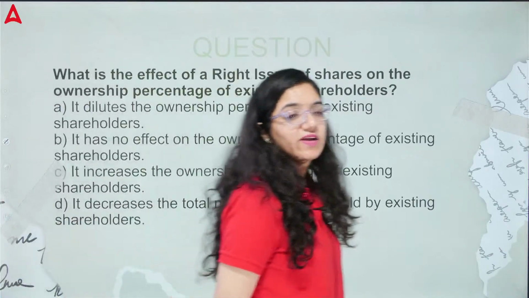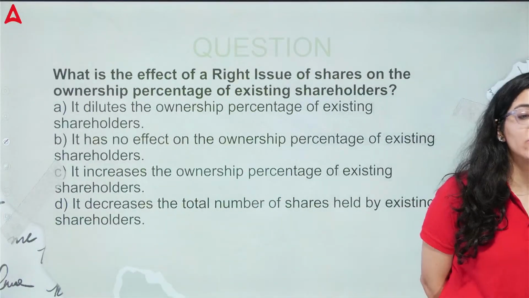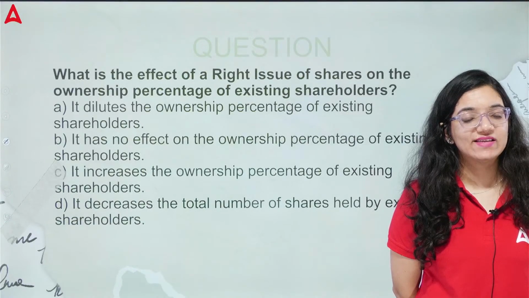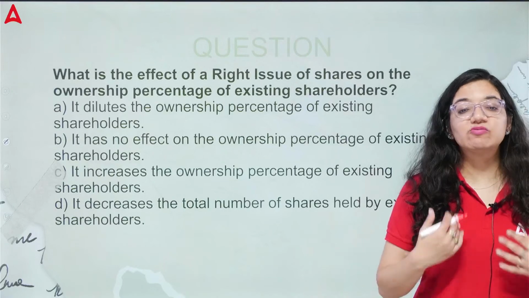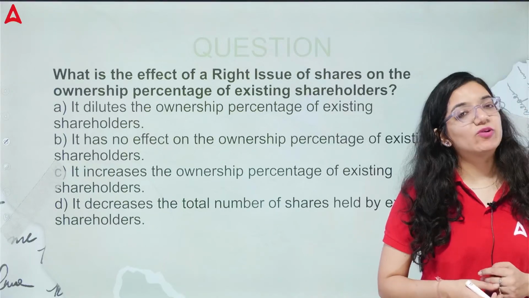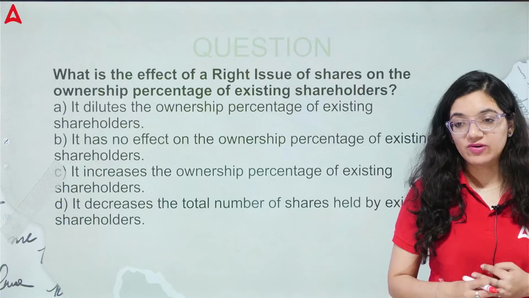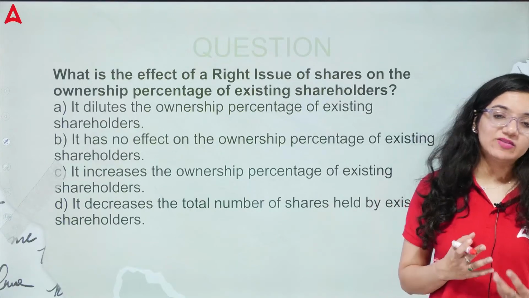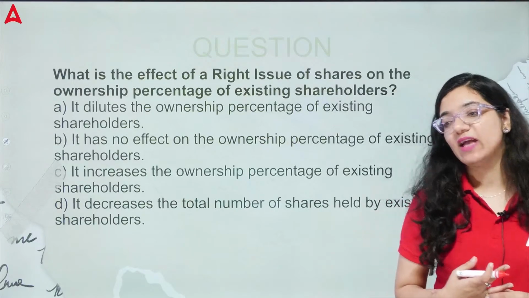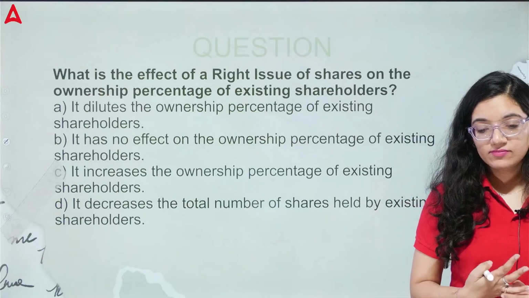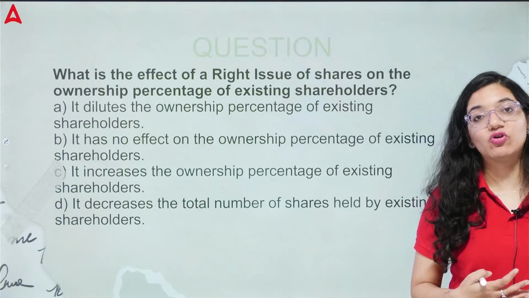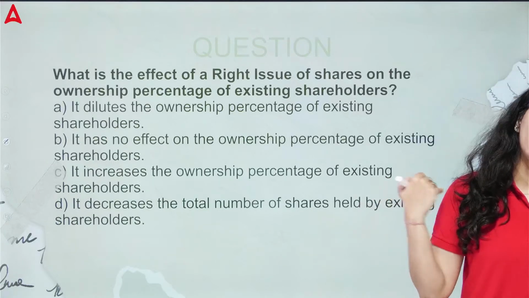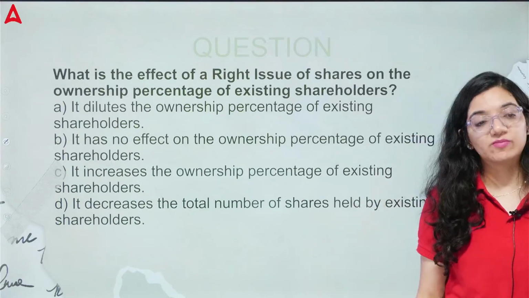What is the effect of right issue of shares on the ownership percentage of existing shareholders? What is a right issue, everyone? Sometimes we issue shares to someone at a price which is lower than the original price because they are our previous shareholders as well. It is basically a norm: when we have people in the organization already, and we want to raise money, we will first raise money from the people who are already in the organization, and then we do it with other people, right?